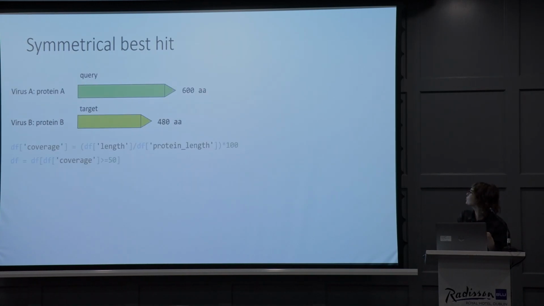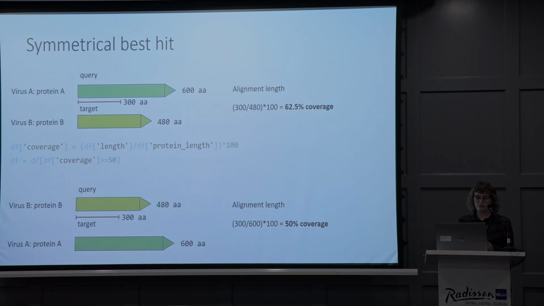To go more into this symmetrical best hit, what makes 2 proteins from 2 different viral genomes symmetrical best hits is if you blast one back and it gives you the other one. To explain this visually, protein A aligns against protein B here, and there are 300 amino acids where the query protein is aligning over the target protein. And then we have this metric where you're filtering by coverage. So the total length of the alignment from query A against the target protein B is 300, divided by the total length of protein B in virus B, and then you get the percentage. That's 62.5% coverage. So I'm filtering all of the hits with 50% coverage as the cutoff point.